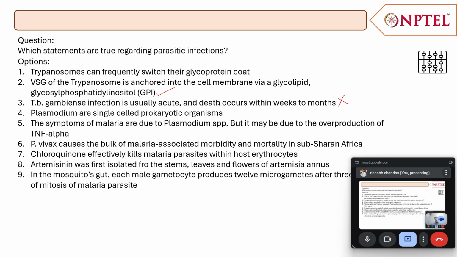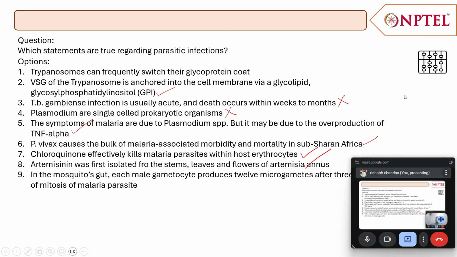Plasmodium are single-celled prokaryotic organisms. No, they are eukaryotic organisms. The symptoms of malaria are due to Plasmodium species, but it may be due to the overproduction of the TNF alpha. Yes, this is correct. Plasmodium vivax causes the bulk of malaria-associated morbidity and mortality in sub-Saharan Africa. So yes, this is correct. Chloroquine effectively kills malarial parasites within the host erythrocytes. Yes. Artemisinin was first isolated from the stems and leaves of the flowers of Artemisia annua. Yes, this is also correct.